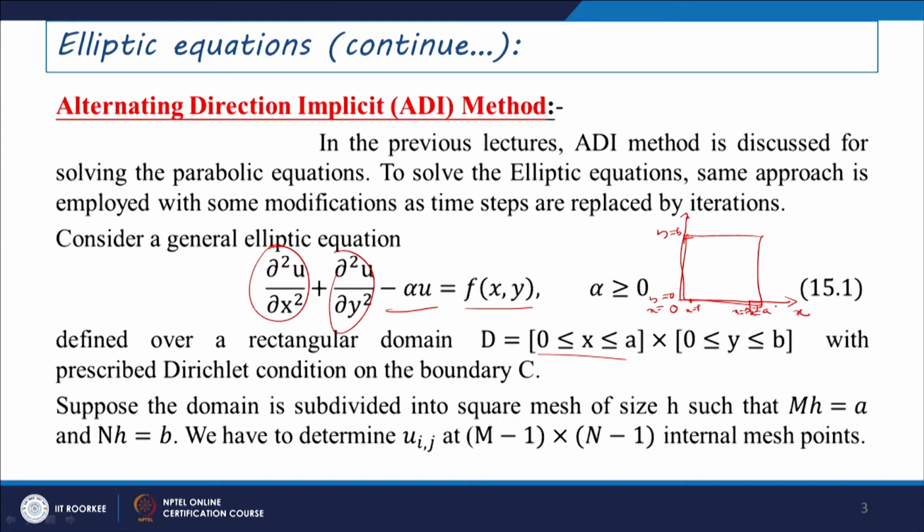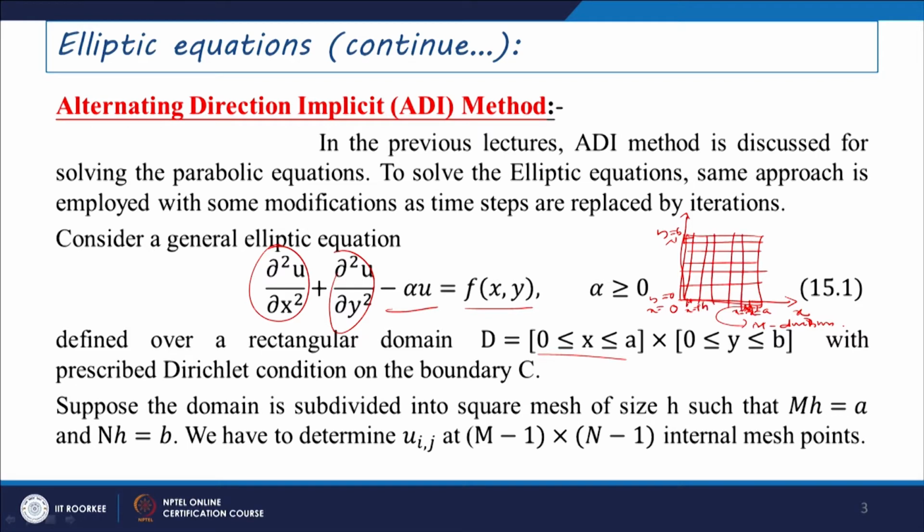Suppose we divide this domain in the x direction into m grids, and in the y direction into n grids. So, in the x direction we are subdividing into m divisions. Then our calculation i will vary from 1 to m minus 1, and j will vary from 1 to n minus 1. And if the step size is considered as h, then we can divide this domain in the form like this.